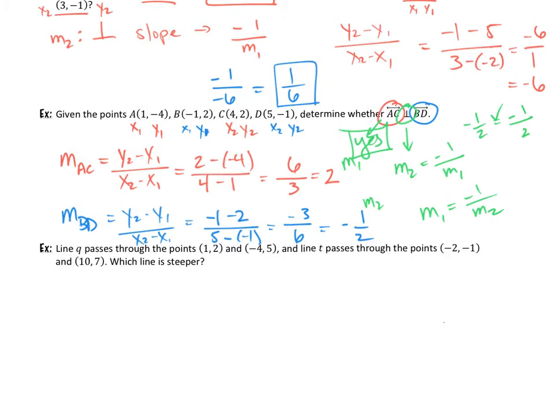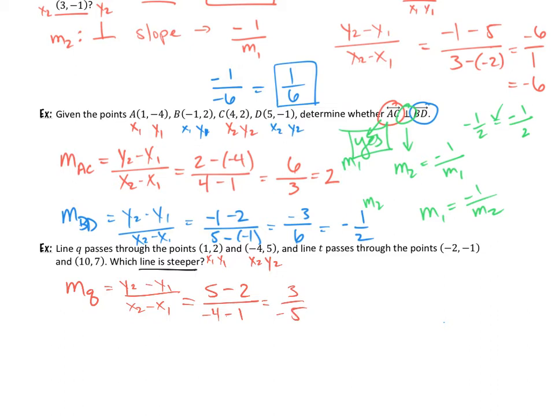In our next example, we have 2 lines, and for each line we have 2 points, and we want to know which line is steeper. So we have to compare the slopes. So line Q, here's x1, y1, and x2, y2. Let's figure out its slope. So the slope of Q is y2 minus y1 over x2 minus x1. So here y2 is 5, and then y1 is 2, x2 is -4, and then x1 is 1, so we get 3 over -5.